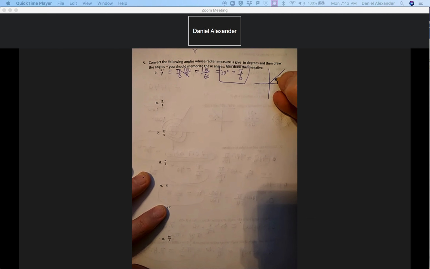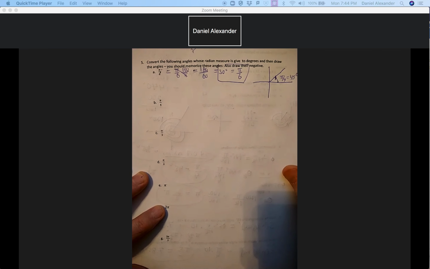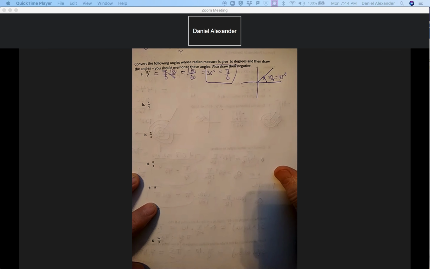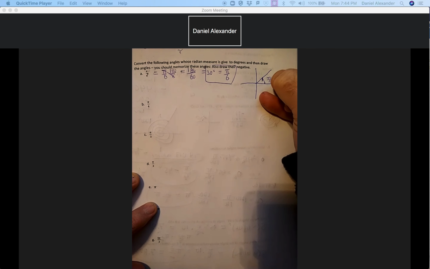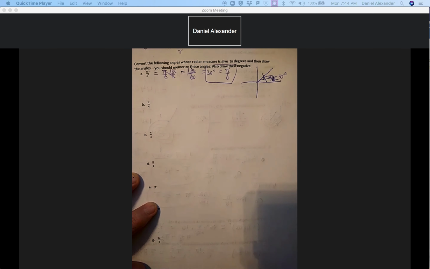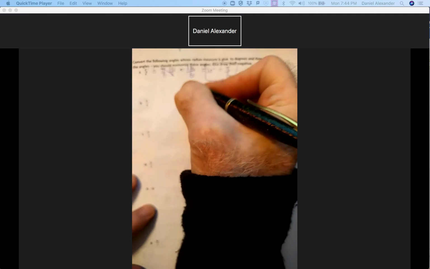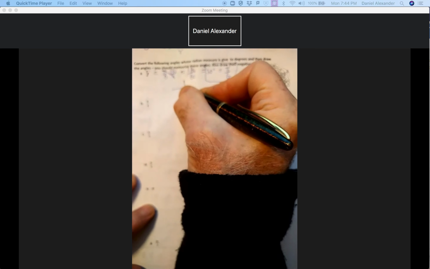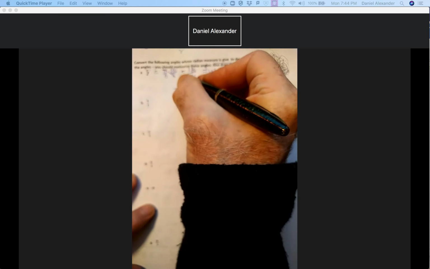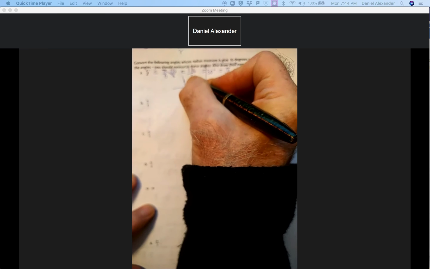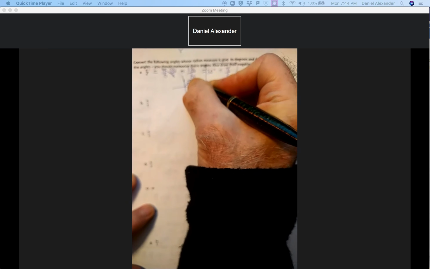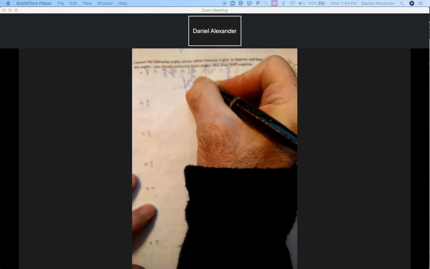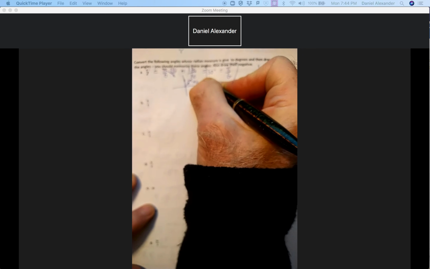So what does this angle look like? A 30-degree angle from here, so I'll make it kind of small. I'm sorry, that's pi over 6. So let's draw that again. We said pi over 6 is 30, so we're going to go about 30 degrees, about to here. And that's going to be pi over 6 or 30 degrees.